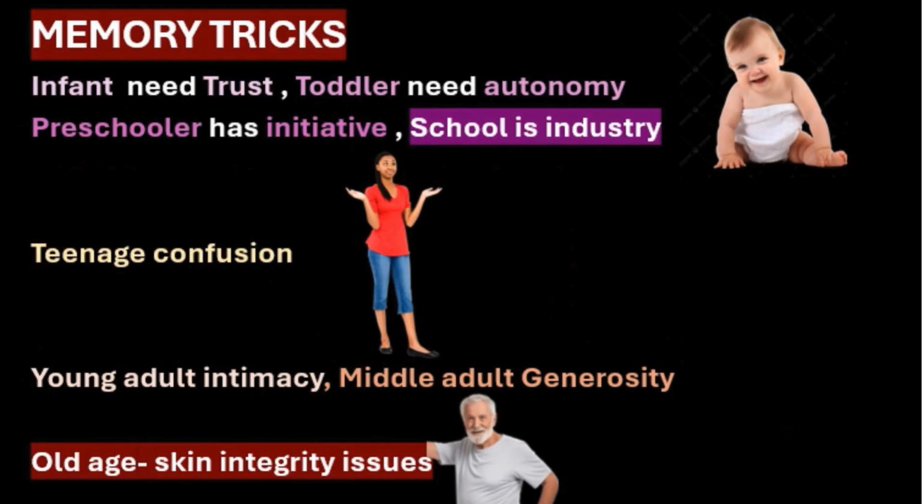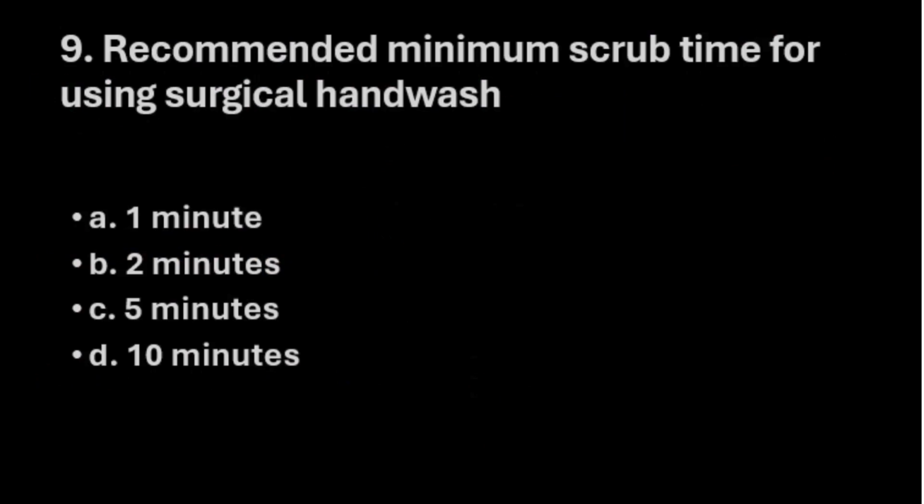Let us have some memory tricks for remembering this vast topic. Just see this kind of tricks and remember this with these interesting sentences: infant needs trust, toddler needs autonomy, preschooler has initiative, and school is an industry. Teenage confusion, young adult is intimacy and middle adult is generosity. Old age, there is a skin integrity issue, that is integrity versus despair. So all the keywords are connected here so that you can identify from the options. This is a memory trick.